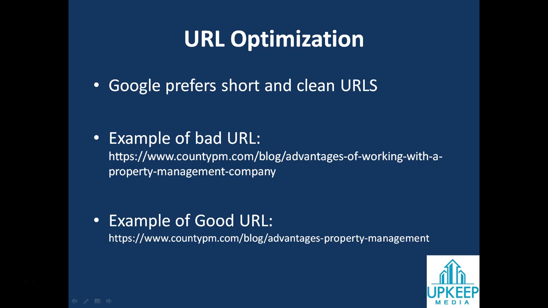So to show you an example of how I would redo the bad URL, I would just shorten it to countypm.com/blog/advantages-property-management. So Google can see that you're talking about the advantages of property management, and they can then read the content on the page to get a better understanding of what the web page is about, and they'll appreciate the fact that they didn't have to read through a long URL.